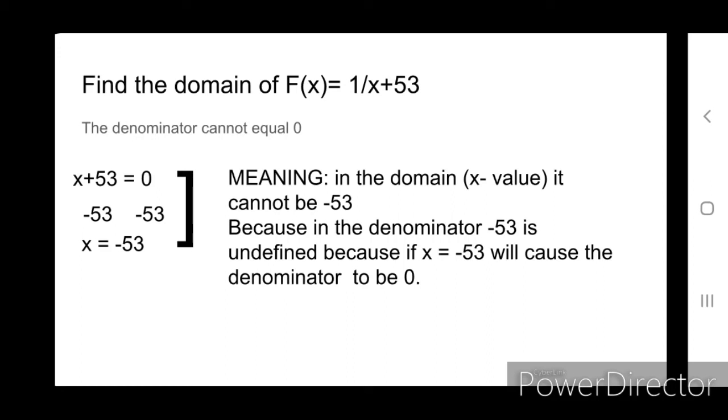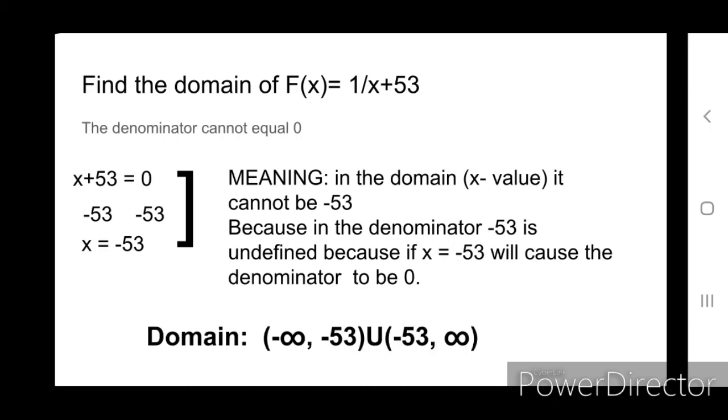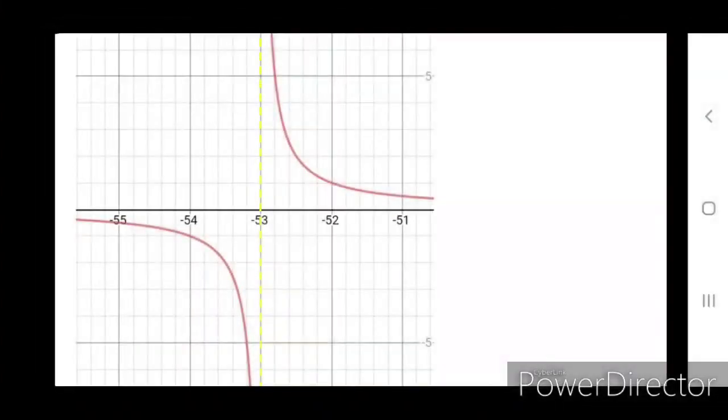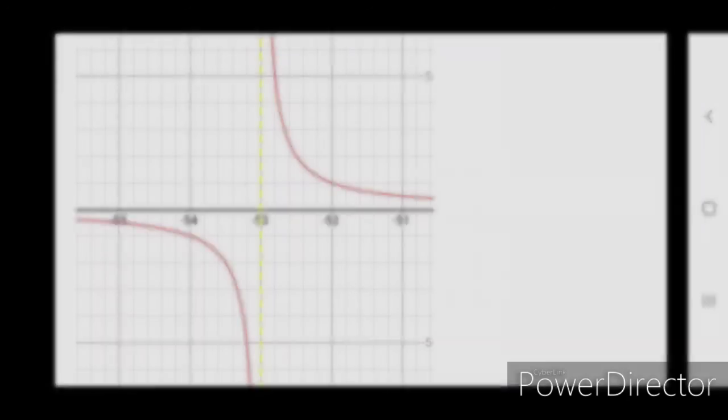So since that's the only restriction, the domain will be negative infinity to negative 53, not including negative 53, which means in parentheses, union negative 53 to positive infinity, because negative 53 is the only point in the domain that is not defined, so it will be removed completely, but in the graph, it's still continuing in the other points. It's just that one point that's not defined.